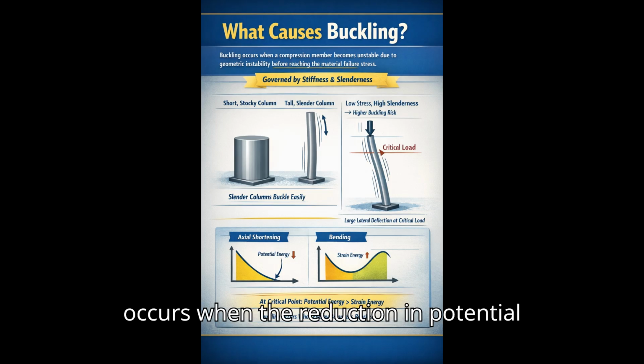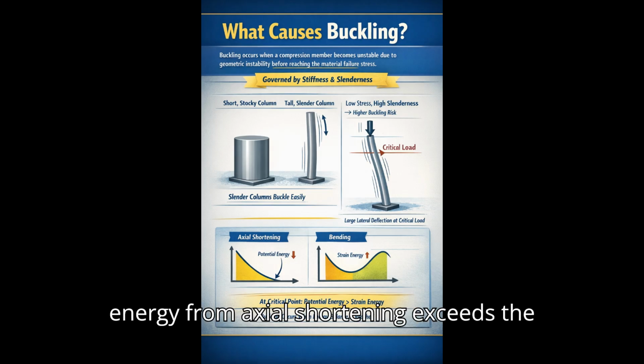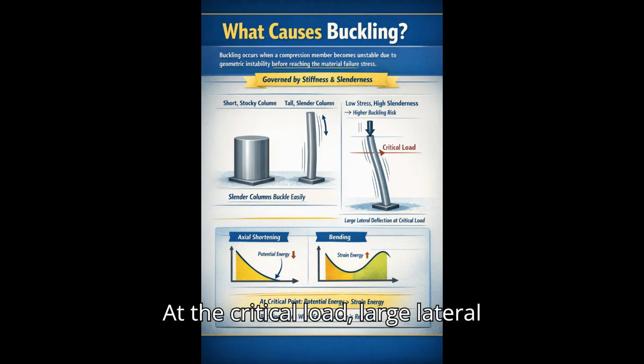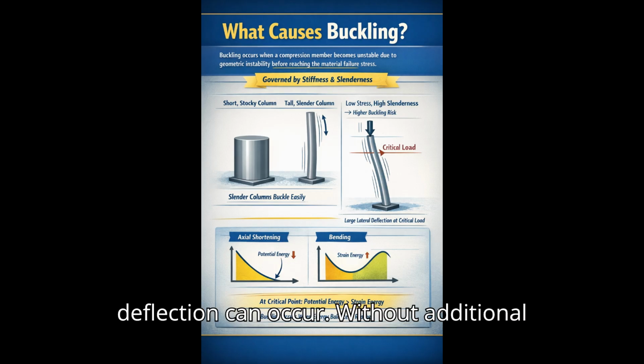Buckling occurs when the reduction in potential energy from axial shortening exceeds the increase in strain energy from bending. At the critical load, large lateral deflection can occur without additional external work.